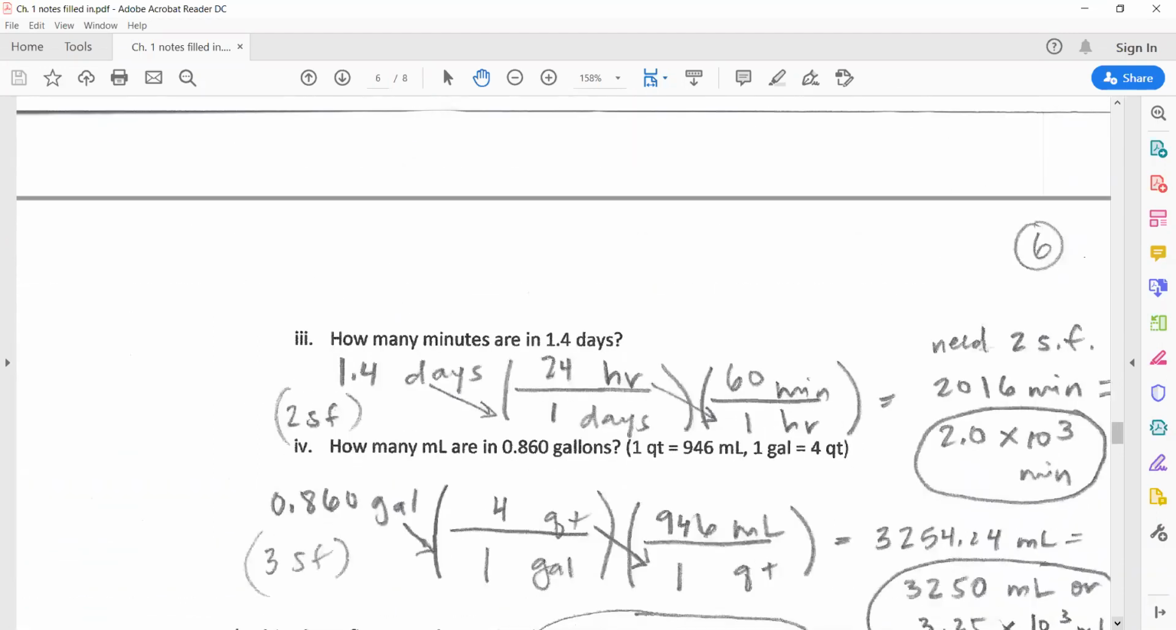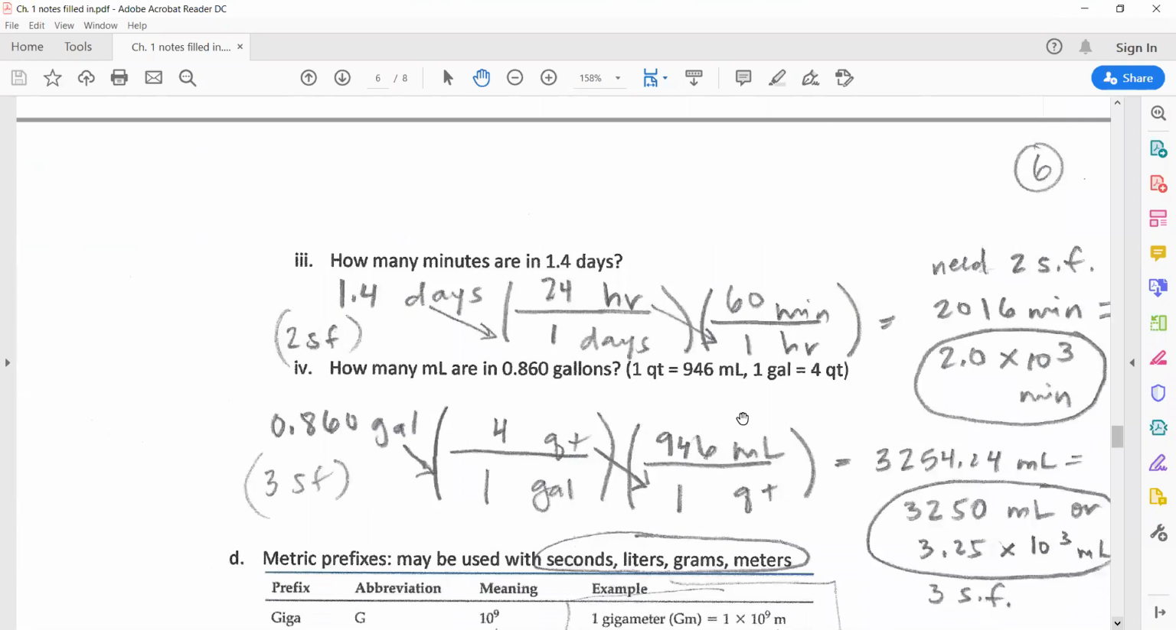How many minutes are in 1.4 days? So here we've got 1.4 days. We are trying to go days to minutes. No matter what you're trying to do, you take this original unit, days, and put it on the bottom. So that's why I have the arrow for days.